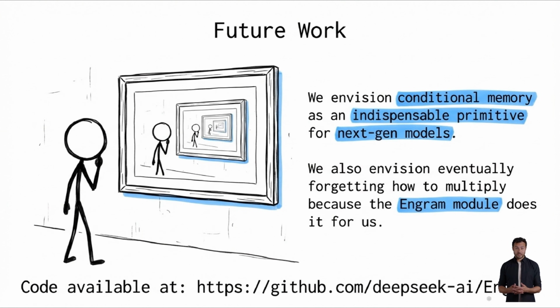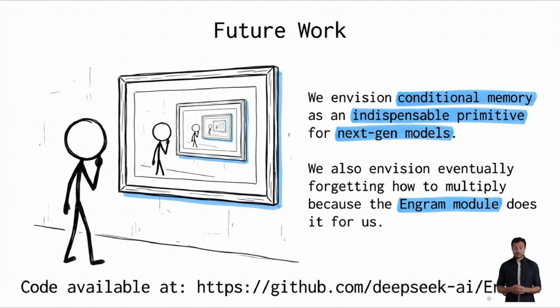Looking ahead, we see conditional memory becoming an indispensable primitive for next-generation models. The idea is simple. Instead of treating memory as a single, always-on buffer, models should be able to store, retrieve, and apply information only when the right conditions are met, so they stay efficient, consistent, and context-aware over long interactions. Over time, that kind of capability can shift what the model needs to recompute versus what it can reliably remember.